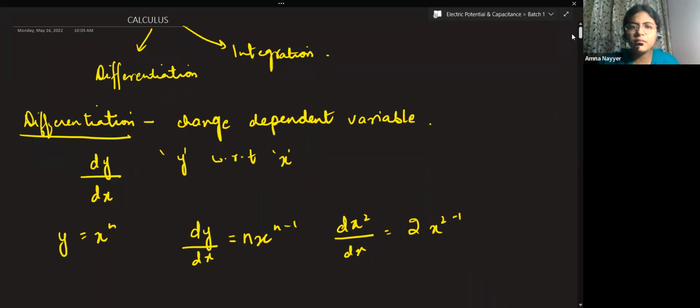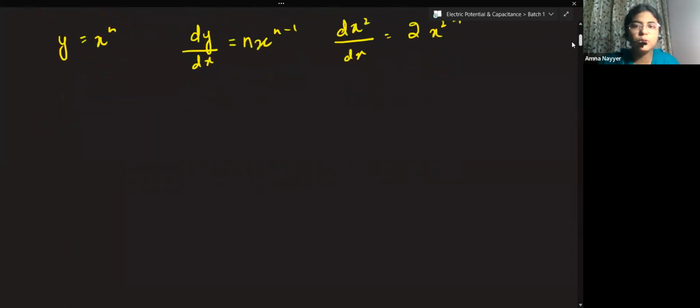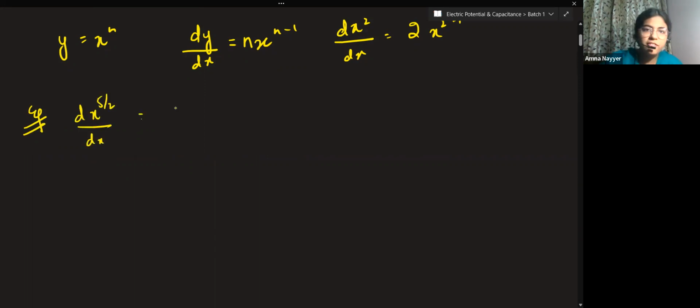Similarly, if we take a few more basic examples, say d of x to the power 5 by 2 over dx. So 5 by 2 will come out, and what will be left? x to the power 5 by 2 minus 1. You subtract 1. Now n in this case is 5 by 2. So this will be 5 by 2 times x to the power (5 minus 2) by 2, that is 3 by 2.